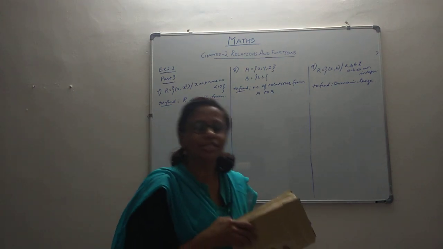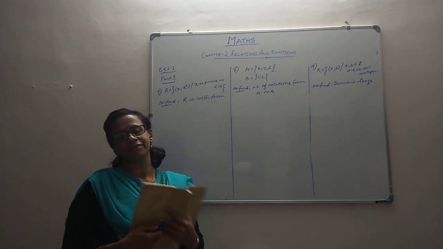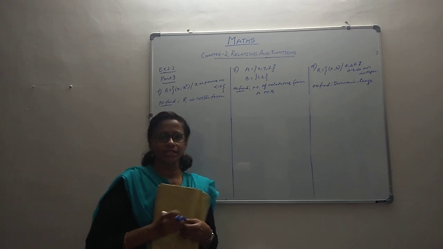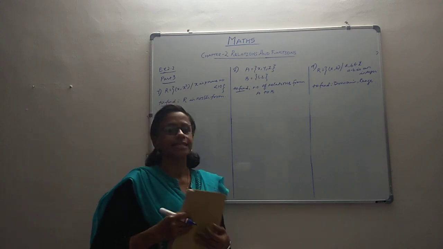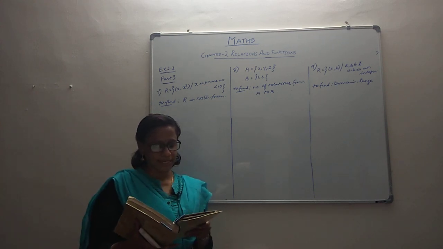Hello folks, this is the last part of our video of exercise 2.2 and we were talking about relations. So we'll be doing more on relations in this part of the exercise. Let's see what the question number is, and we have to do question number 7. Let's see what question number 7 says.